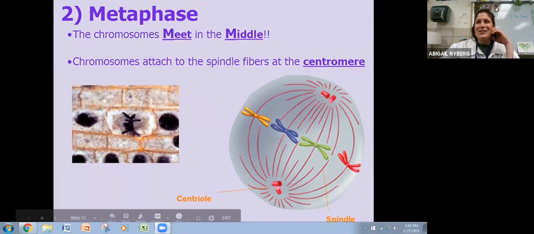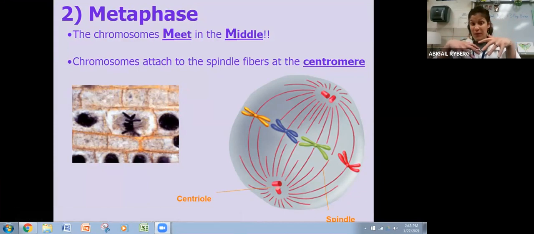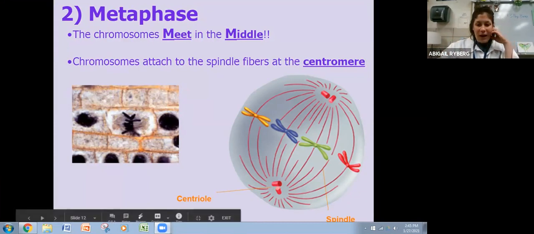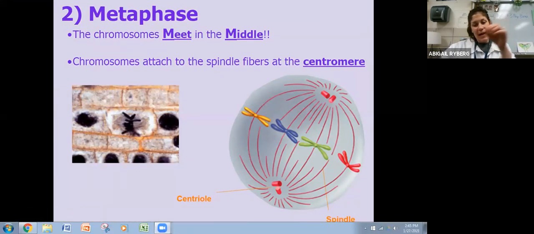Okay, so anyways, with metaphase, the chromosomes meet in the middle. And remember that the chromosomes are moving throughout the cell, all thanks to the spindle fibers. So in this picture on the bottom right, you can see a cell here. You can see the centrioles. Coming from the centrioles are those spindle fibers. And then the spindle fibers have attached and lined up, they really do almost perfectly line up those chromosomes in the middle. On the picture on the left here, you can see these are plant cells. So the yellowy brown color is showing you the cell wall.